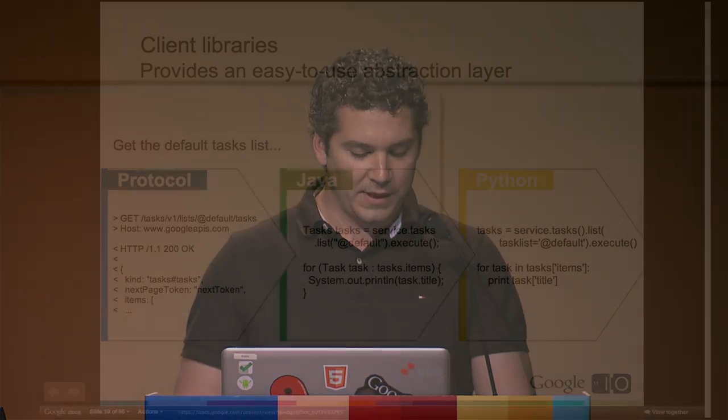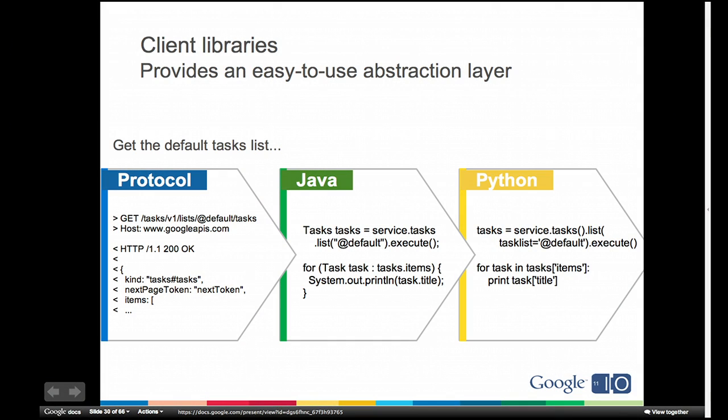This kind of library makes it easy for you to, for example, authenticate using OAuth 1 and 2, which is definitely not trivial to implement. They're also going to handle all the data format handling, such as parsing the response and generating the JSON outputs to the API, etc. For example, here on that slide, you can see that using the Java and the Python client library, you can get your default tasks list really easily with a one-liner, and then parse through those tasks really easily and in a language-specific way.